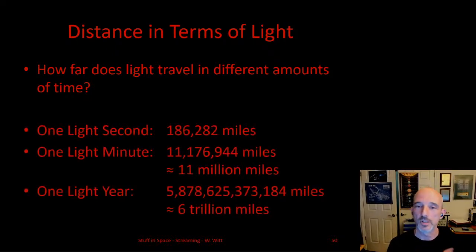So 1 light second is about 186,000 miles. 1 light minute is about 11 million miles, and 1 light year is about 6 trillion miles. So in 1 year, light will travel 6 trillion miles. Or if you hear somebody refer to a light year, they really mean a distance of 6 trillion miles.